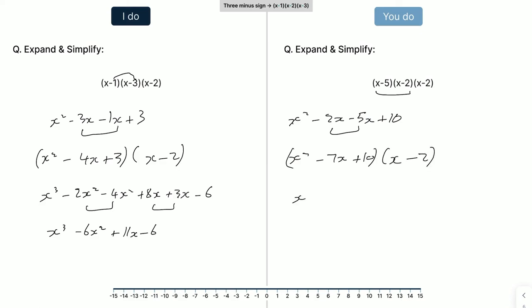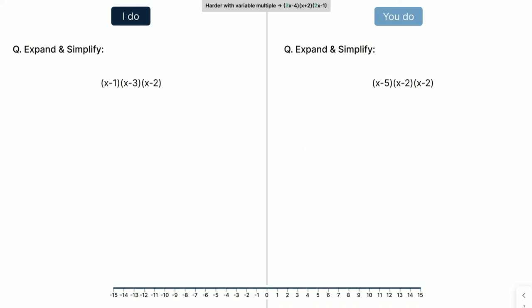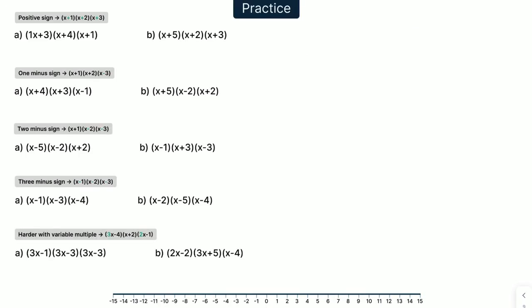And then that becomes x cubed minus 2x squared minus 7x squared plus 14x, so careful there with the two negatives, plus 10x minus 20. Collecting the like terms gives us x cubed minus 9x squared plus 24x minus 20. Okay, we've already done this one, so we can skip that.